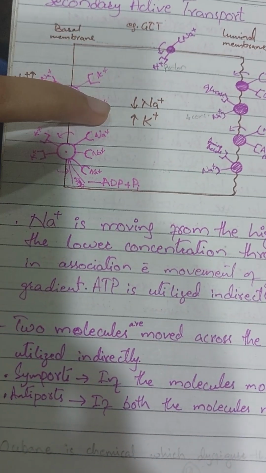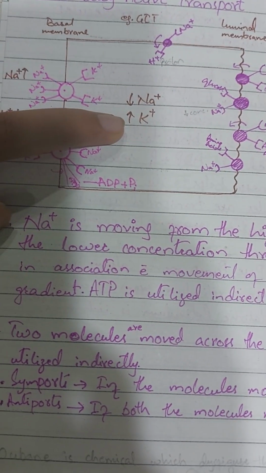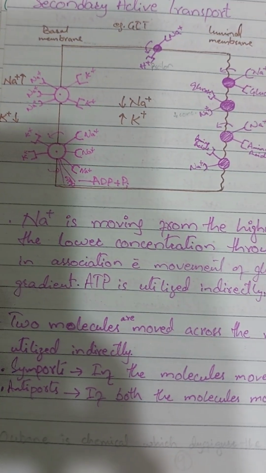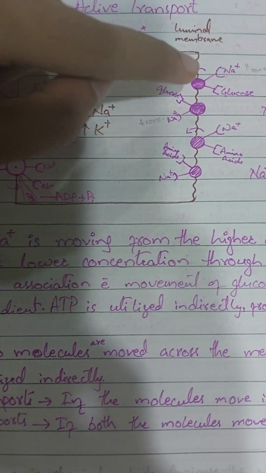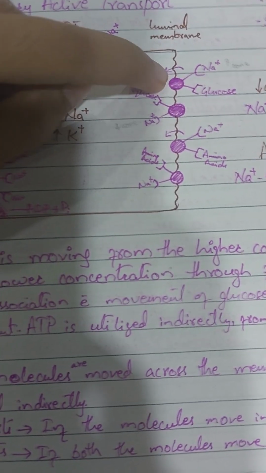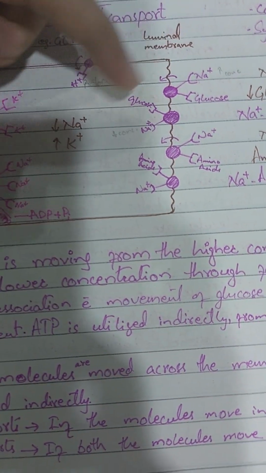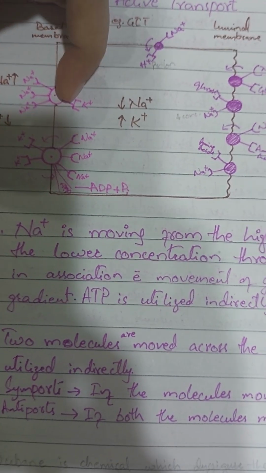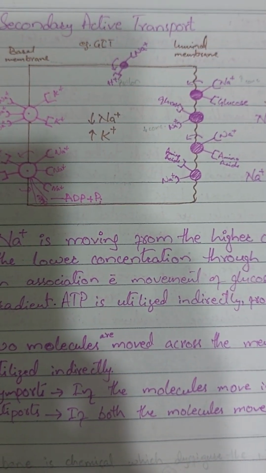It moves 3 sodium extracellularly and brings 2 potassium intracellularly. Because of the low sodium concentration inside the cell, this works. So it uses indirect ATP from the sodium-potassium ATPase pump to work. It is an example of secondary active transport.